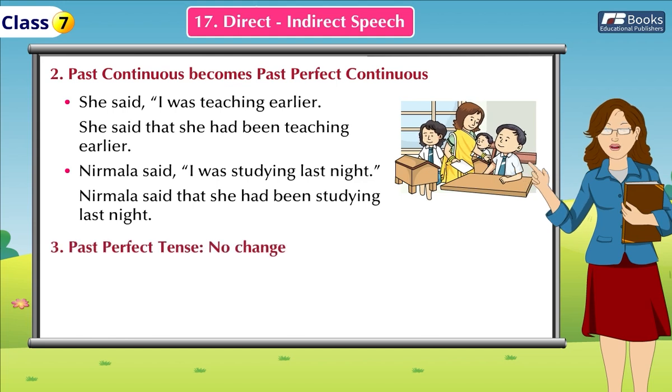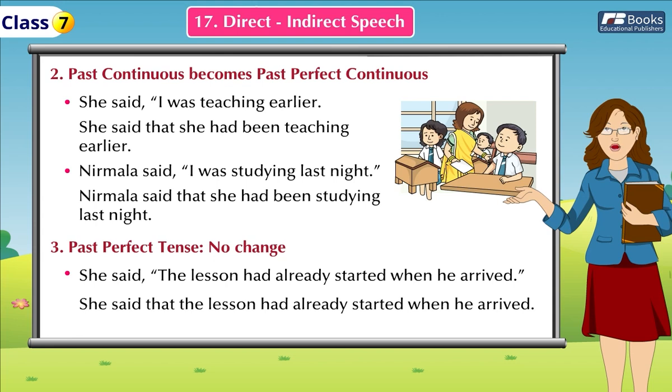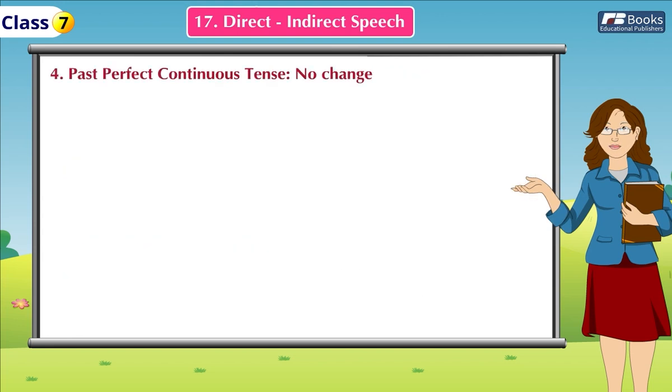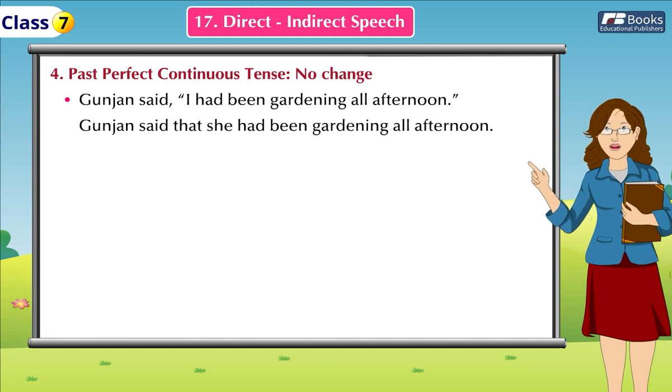Third, past perfect tense. No change. She said, "The lesson had already started when he arrived." She said that the lesson had already started when he arrived. Fourth, past perfect continuous tense. No change. Gunjan said, "I had been gardening all afternoon." Gunjan said that she had been gardening all afternoon.